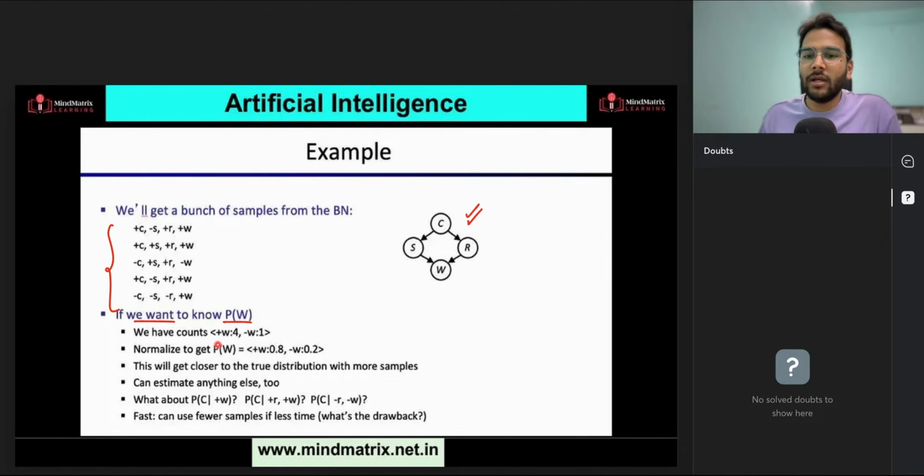First we are going to count the number of positive W and negative W. That means the grass is wet or the grass is not wet. Out of all 5 samples, you can clearly see that these 4 (1, 2, 3, and 4) have the value plus W, and only one has a negative W. So we have the counts out of the samples we are considering.